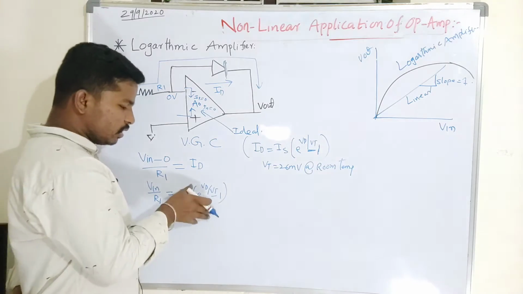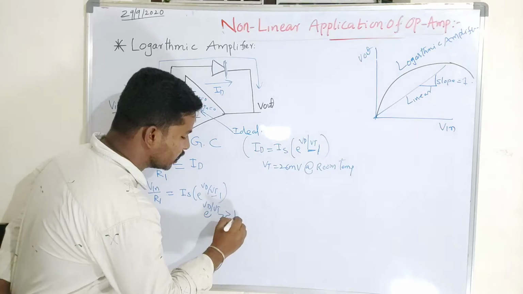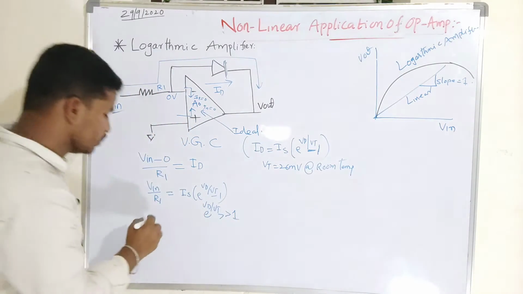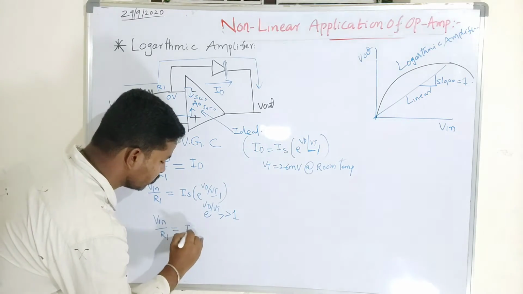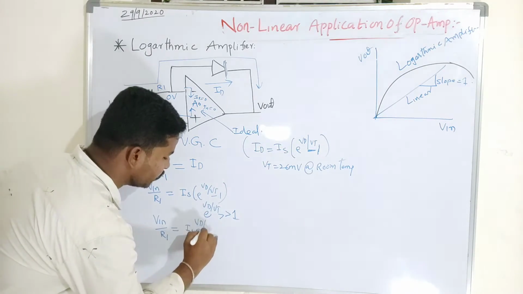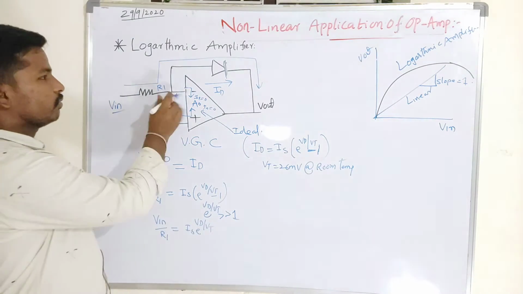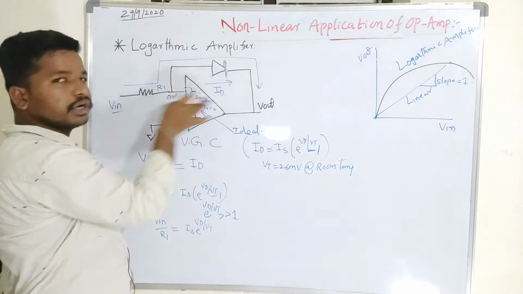So the assumption is that e power Vd by Vt is much greater than 1, so that I can neglect this 1. So let's say V by R1 is equal to Is into e power Vd by Vt. Here Vd is what I have to find, the voltage across the diode. So I need the relation between the output and the input.